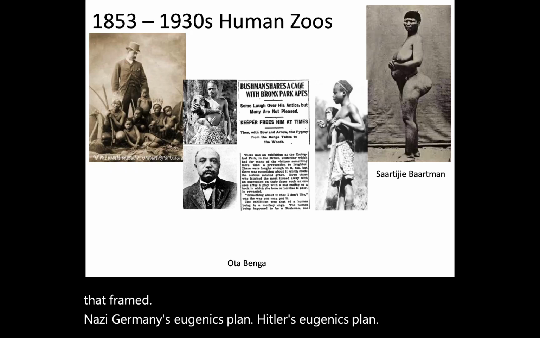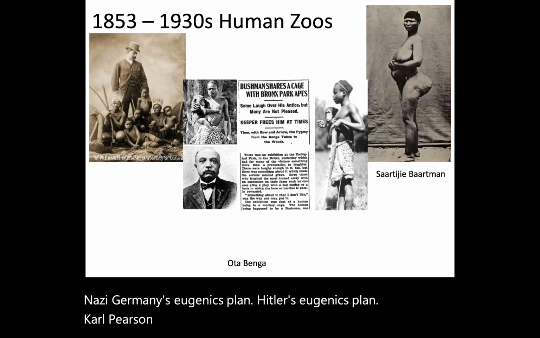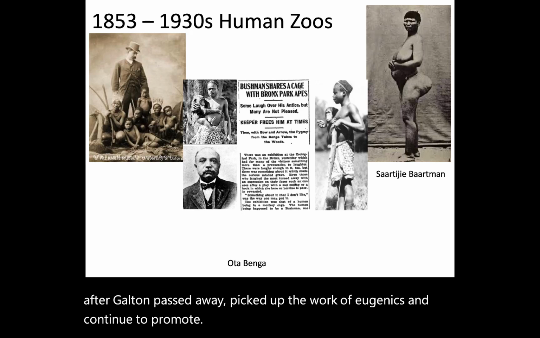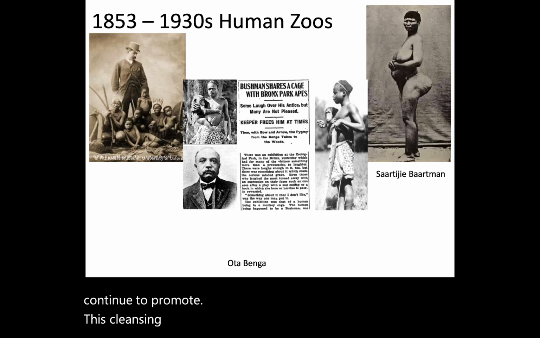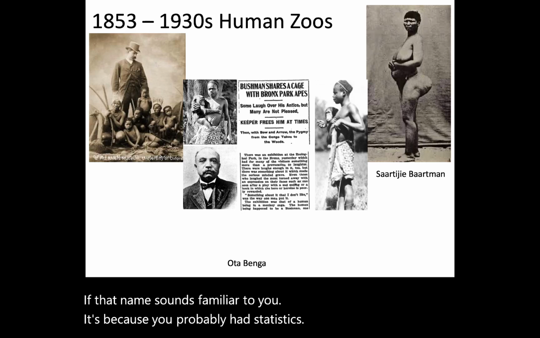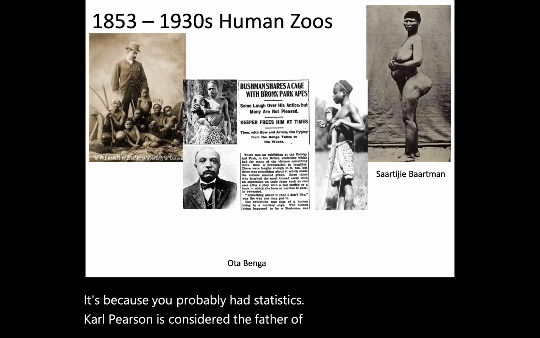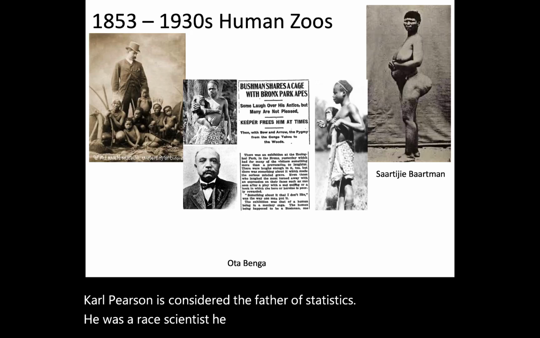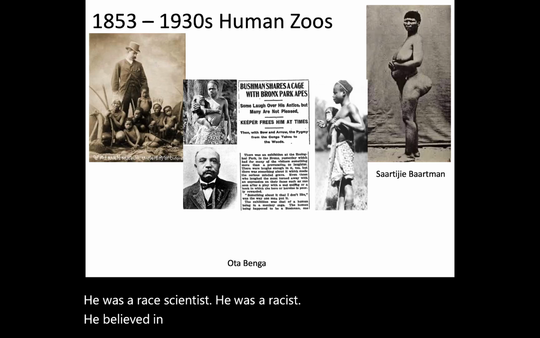Karl Pearson, after Galton passed away, picked up the work of eugenics and continued to promote this cleansing of the people that were not white Eurocentric. If that name sounds familiar to you, it's because you've probably had statistics. Karl Pearson is considered the father of statistics. He was a race scientist. He was a racist. He believed in white superiority and that anybody that was of a darker skin tone was not worthy.